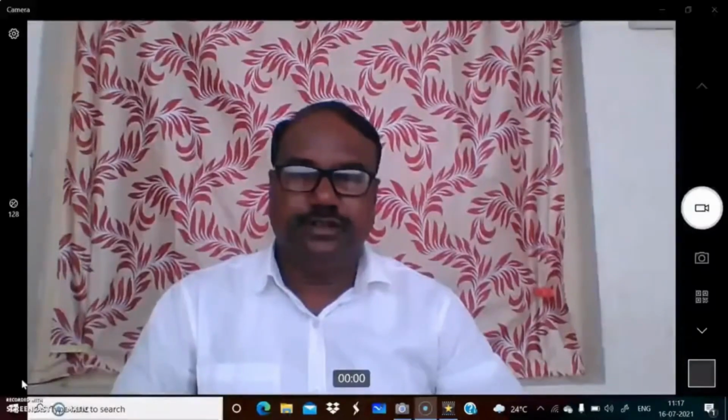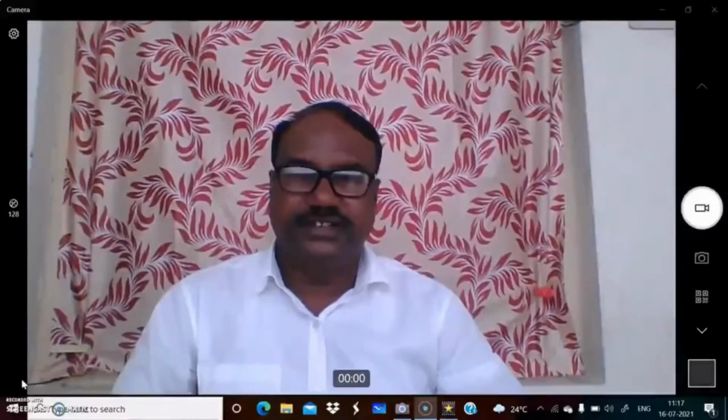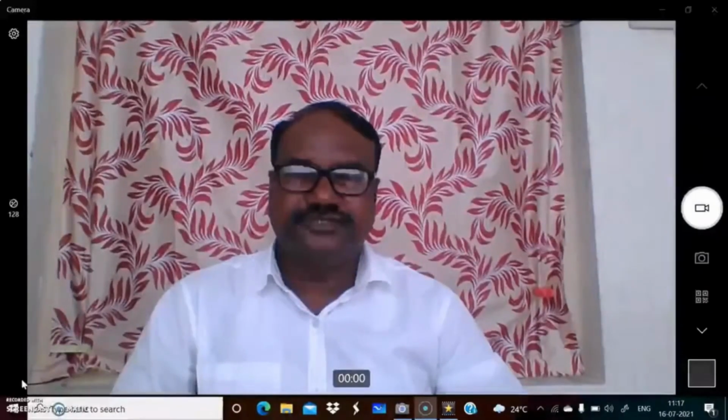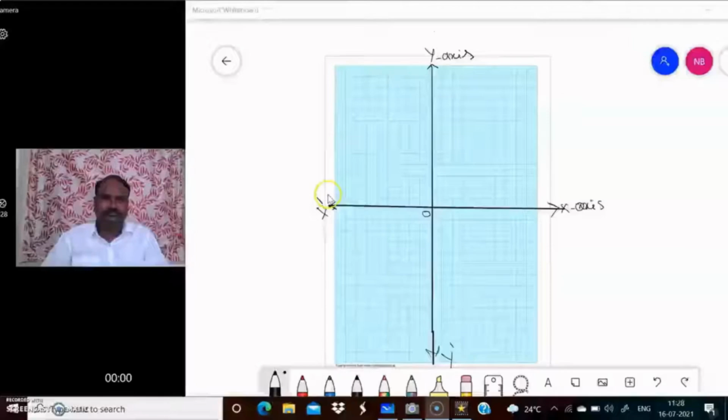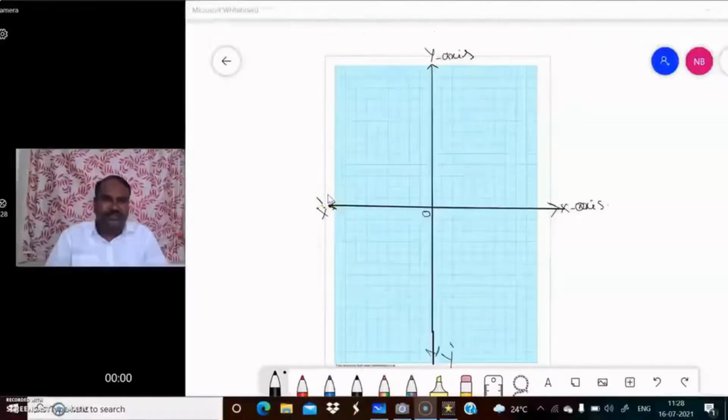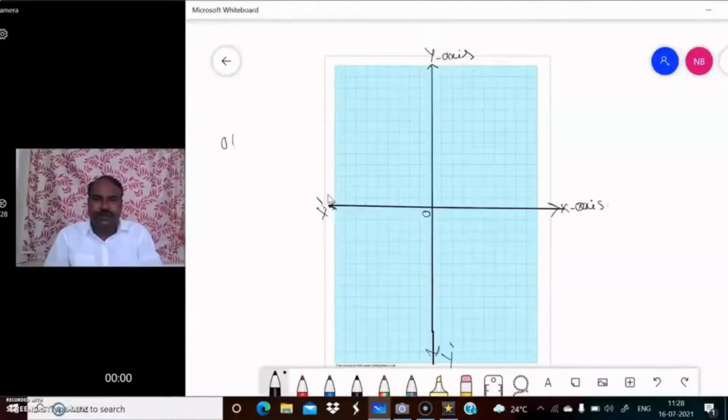About graphical representation of polynomials. To understand graphical representation of polynomials, I explain about the graph system, nothing but the coordinate system. Graph on screen: this horizontal line is called x-axis and the vertical line is called y-axis. The intersecting point of these two axes is called origin, which is denoted by O, and the coordinates of this origin are 0, 0. X coordinate is 0, y coordinate is also 0.